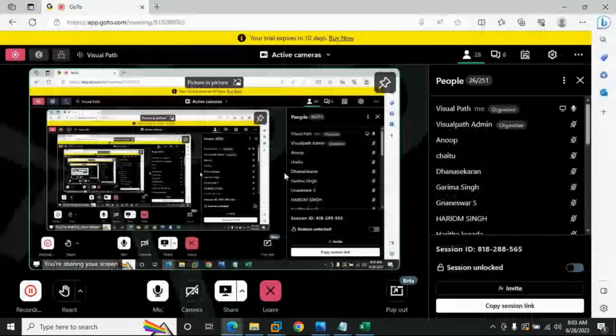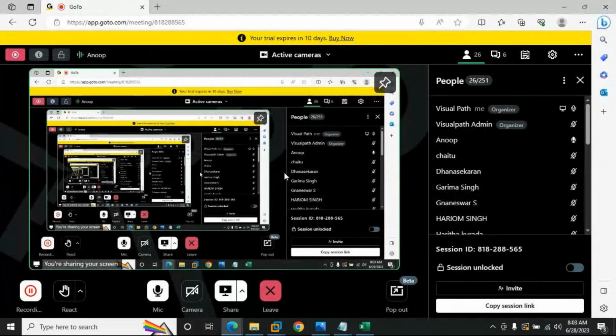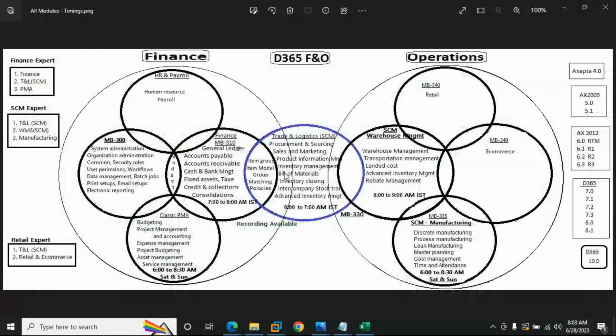Anoop, you will be covering our whole P2P and O2C cycle if we opt for both finance and trade and logistics, right? Exactly right. But if I opt only for finance, you will not be covering the entire O2C or P2P cycle? The problem is, in depth you are not going to learn. That's why I told you, if you want to become a finance expert, join for finance and T&L.